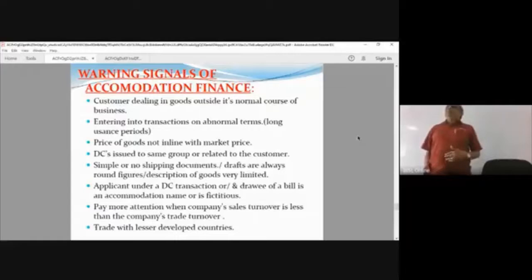He comes with an application to import onions and potatoes, which they never do, right?